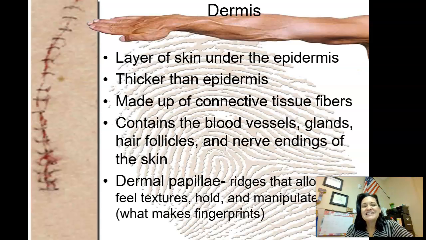There we go, dermis. So the dermis is then the next layer of skin, which is under the epidermis. Epi is like outer, and then dermis. It's thicker than the epidermis, and it's made of connective tissues.